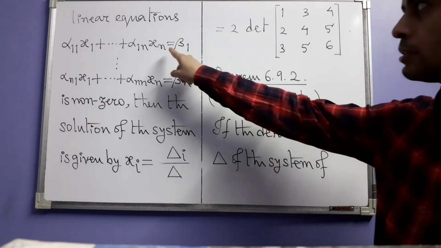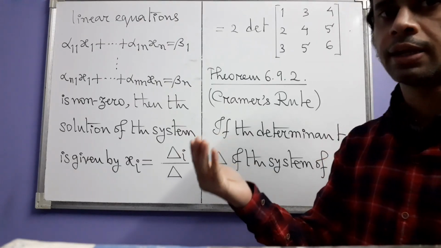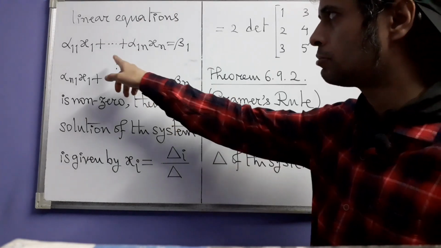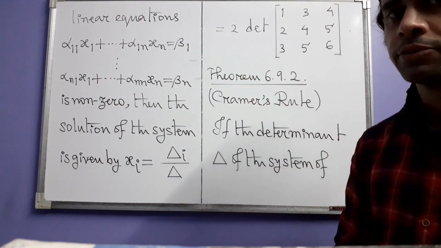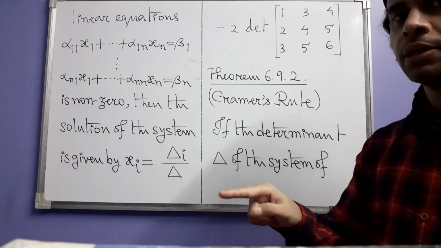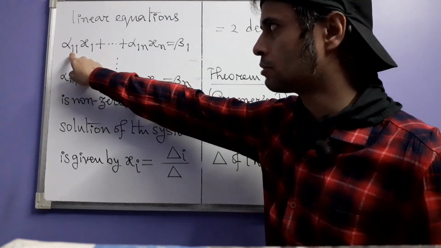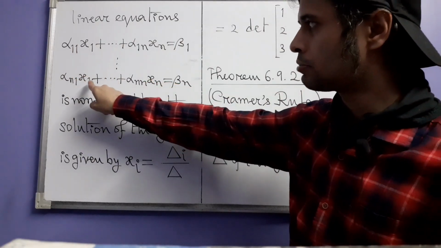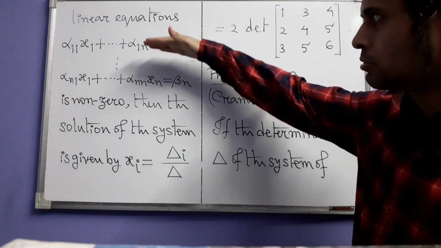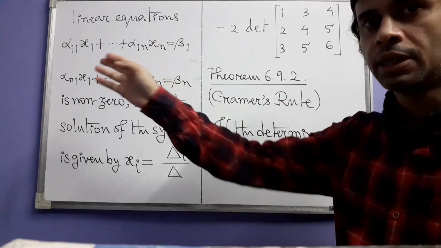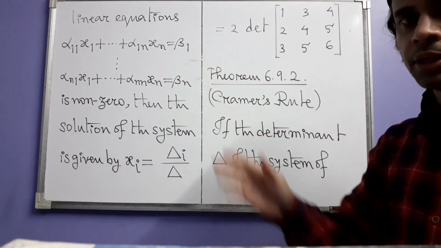So you consider a system of linear equations like this, where the unknowns are these xi's, where i varies from 1 to n, and the coefficient of the jth unknown, say xj, in the ith equation is alpha ij. For example, the coefficient of x1 in the first equation is alpha 1 1. The coefficient of x1 in the nth equation is alpha n1, and the number of equations is the same as the number of unknowns. There are n unknowns, there are n equations. And on the right hand side you have some field elements, these betas.